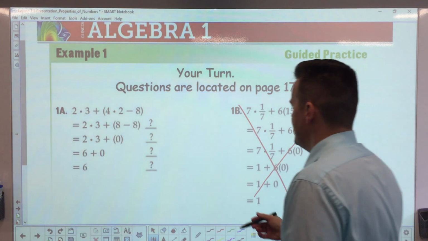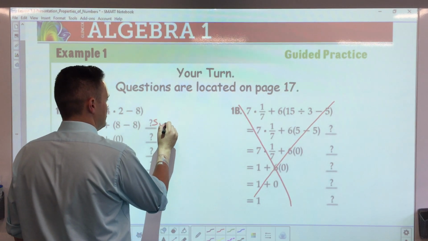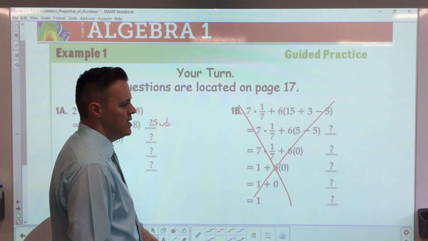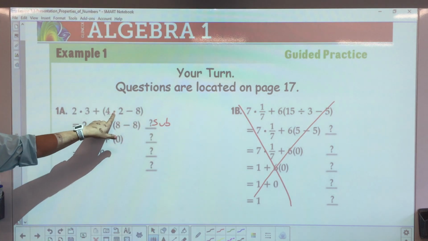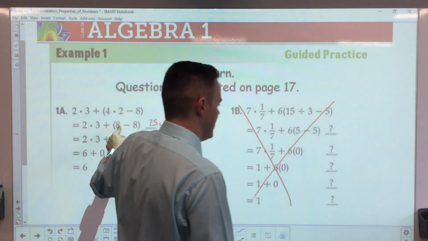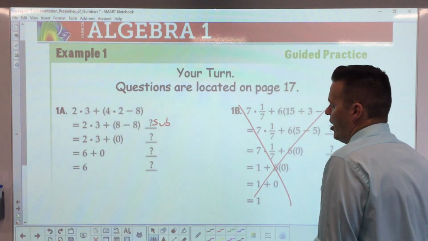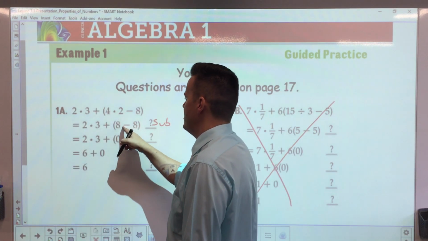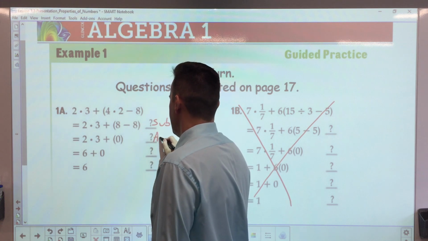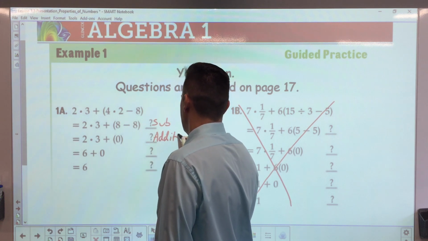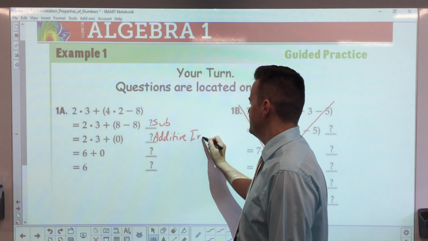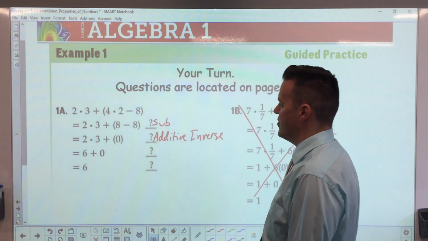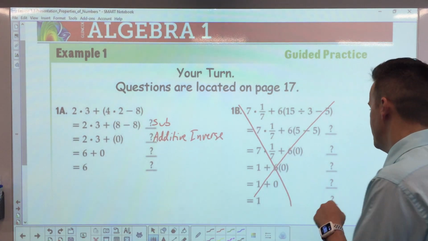All right, so what this is, ladies and gentlemen, is this first one here is substitution. I'm not going to write it all the way out. Substitution property, because you're taking 4 times 2, multiplying it together, and you're substituting in 8. And then what they actually do is add them together. So it's additive inverse property. 8 minus 8 equals 0.